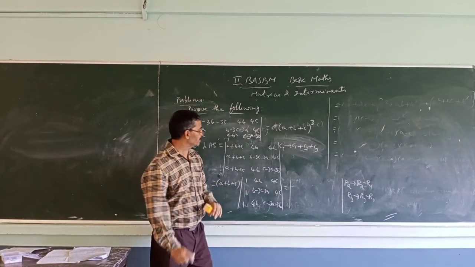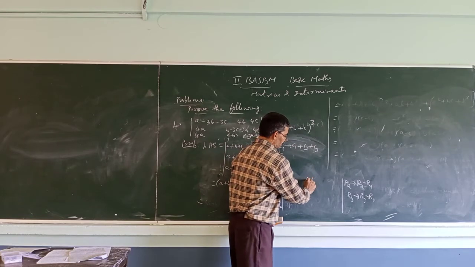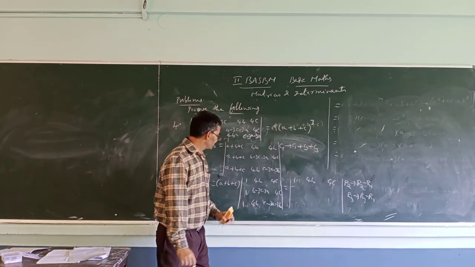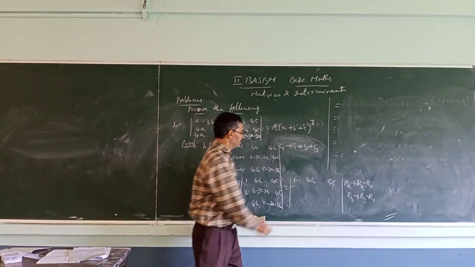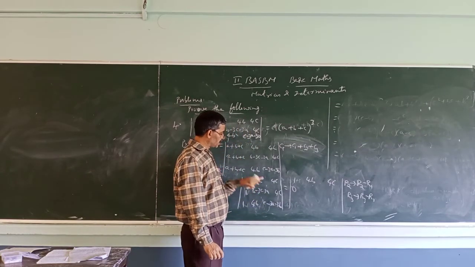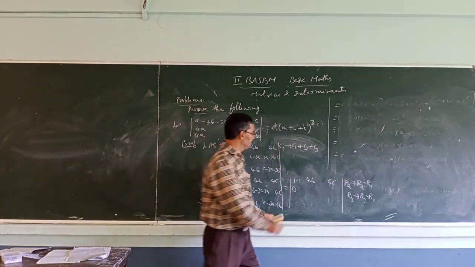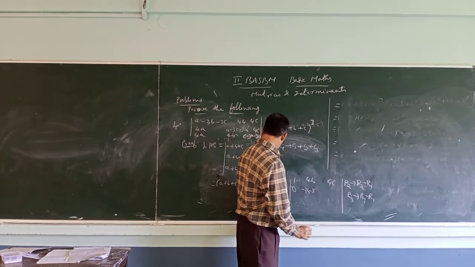So first row will change. So 1, 4B, 4C. 1, 4B, 4C. That doesn't change. No change there. Next one. This is 0. R2 minus R1, 0. Next. B minus 3C minus 3A minus 4B. B minus 4B is minus 3B. So minus 3B, minus 3C, minus 3B.